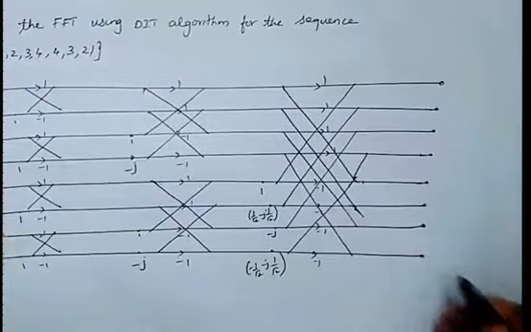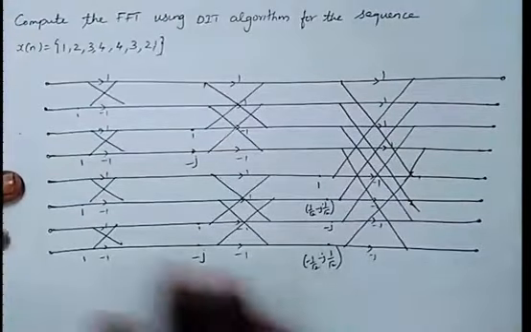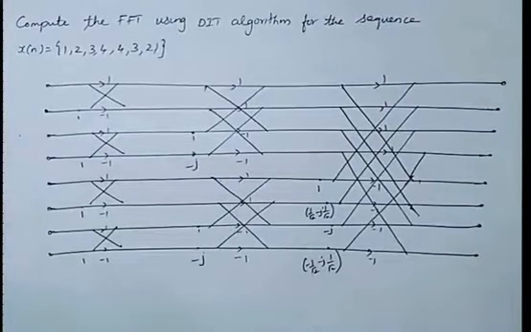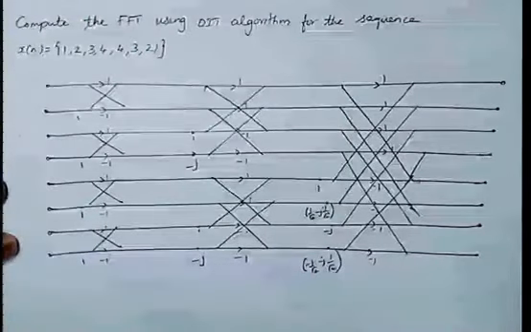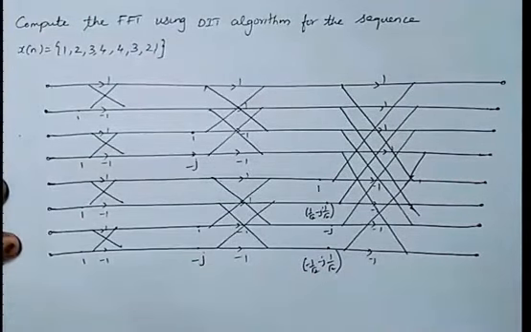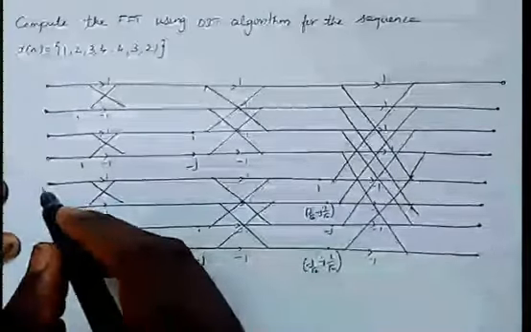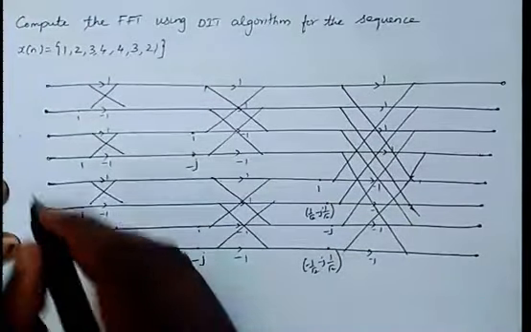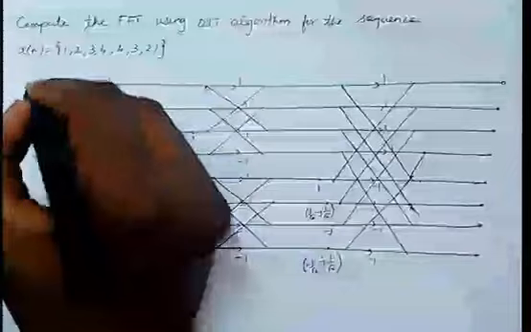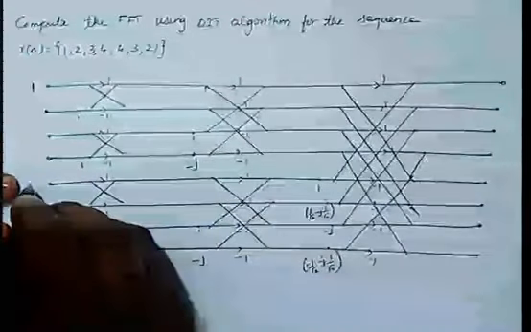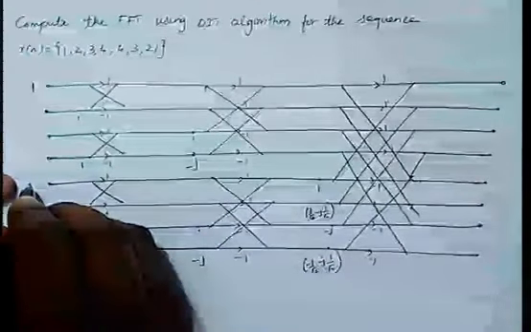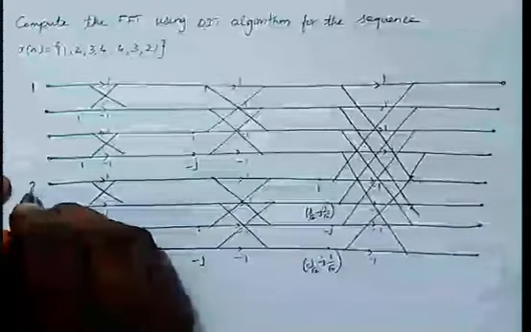So first, if a DIT FFT is asked, just draw the structure. The next thing that you should know is you are supposed to mark the input. Please remember the basic mistake everyone makes: the input is bit reversed. Please follow this, so don't write the input in sequence. This is x of 0. X of 0 value is 1. Again we have x of 1, which is going to be 2.